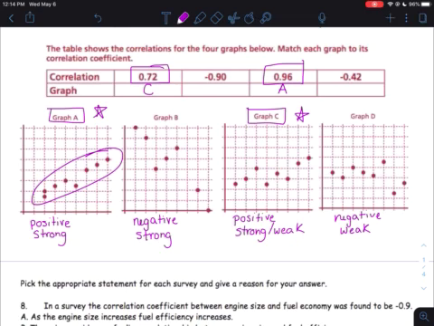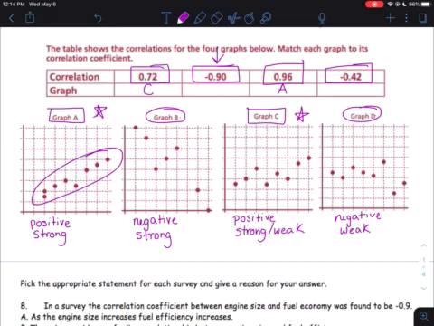All right. Next, we're going to look at negative 0.9 and negative 0.42, and we've got graph B and graph D. So we can see with these that the negative 0.9 is going to be closest to the straight line, because -1 would be a perfect straight line with a negative correlation, a negative slope. So if I look at graphs B and D, decide which one is closer to a straight line, and that's definitely going to be graph B. It has these 2 points off to the side here, but all the rest of them look like they're going to be on that straight line.